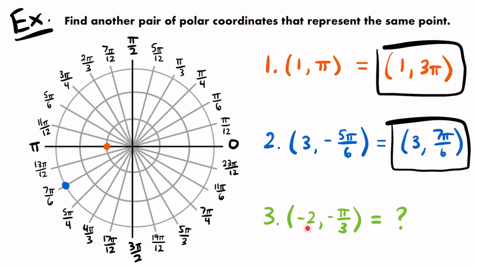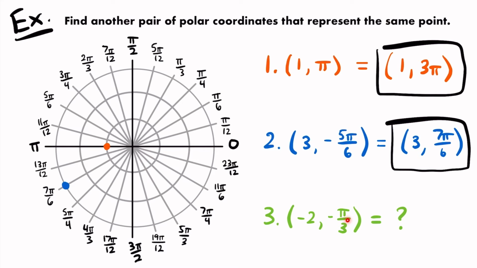Okay, and now let's look at our last point here. We have negative 2 comma negative pi divided by 3. And so let's start by plotting this point. Both our radius and our angle are negative. Negative pi divided by 3. We will measure pi divided by 3 in the clockwise direction. So we're going to go below the polar axis.